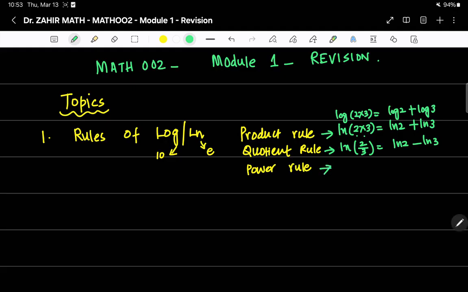What is the power rule? Power means what is on the top. So ln of 2 to the power 3, suppose you have it like this, is equal to, I'll take this 3 down, which can be written as 3 ln 2.